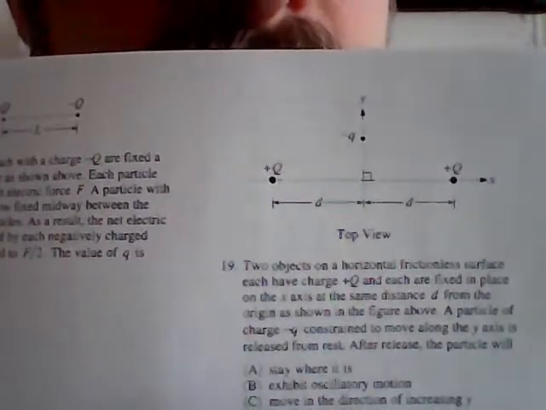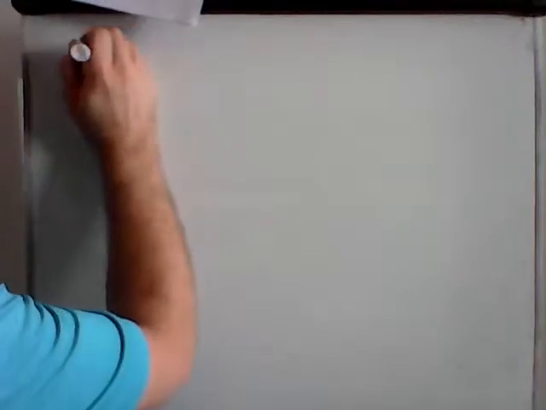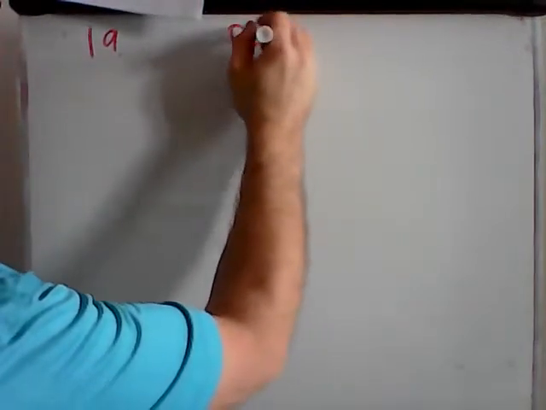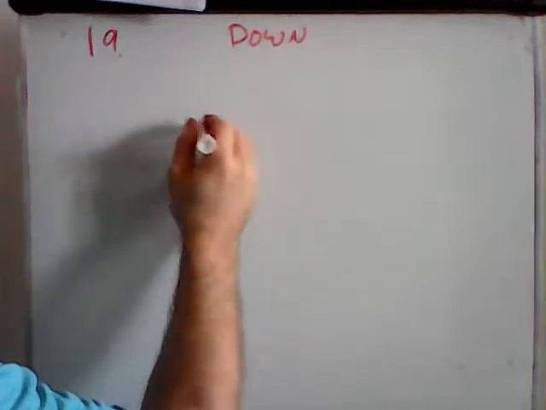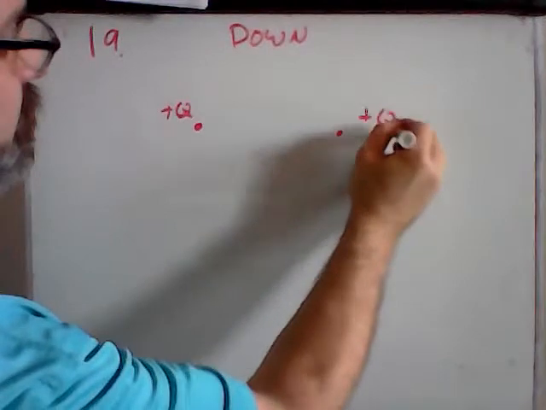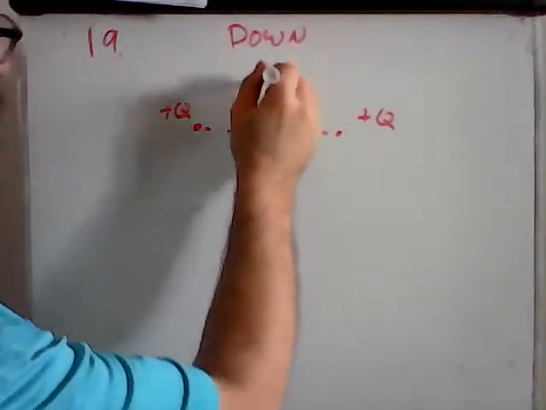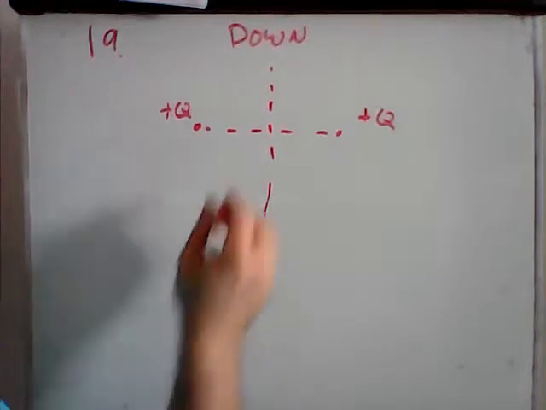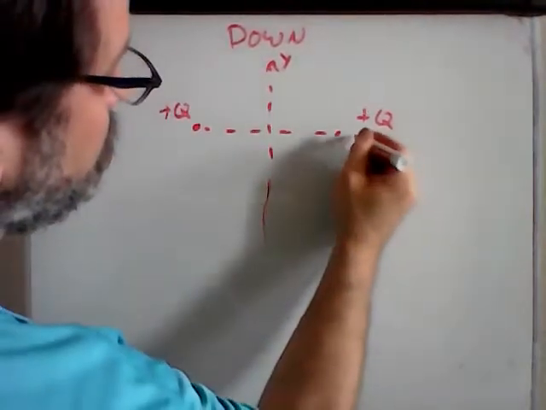We're now on question 19. And question 19 does have a diagram associated with it, so I'm just going to hold that up right there. There we go. Two objects on a horizontal frictionless surface. We're looking down on this. This is question 19. So viewing down, we've got a charge here, plus Q. We've got another charge over here, plus Q. And we kind of put a coordinate system in here. This is the y-axis.